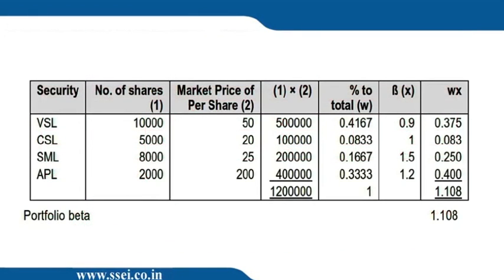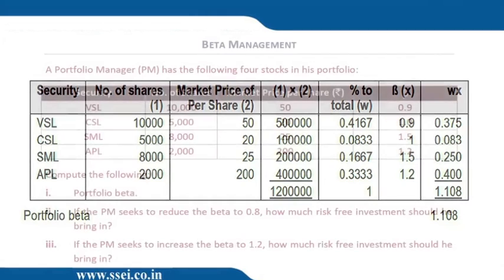If you look at the solution before you, they have a column for security, number of shares, market price, 1 into 2 is market value, then weight, and then beta, and then WX. And they got 1.108, portfolio beta 1.108. That's the first part. So the portfolio is slightly aggressive. That means if the market changes by 1%, the portfolio will change by 1.108%. Let us come back to the question.